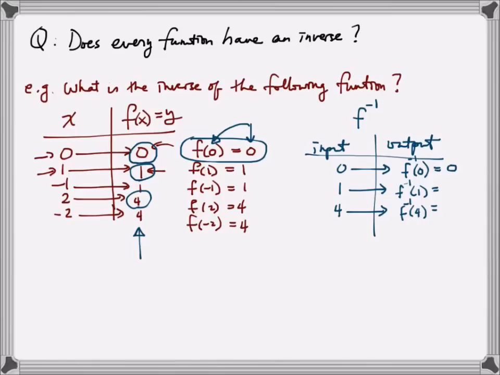Look at the f inverse of 1, and that's these two 1 values here. It could come from positive 1, or it could come from negative 1. So there is an ambiguity of which input value, 1 or negative 1, we should take. There is no definitive answer to what the f inverse of 1 could be. Similarly, if we look at the output of 4, it could come from the input of 2 or the input of negative 2 from f.